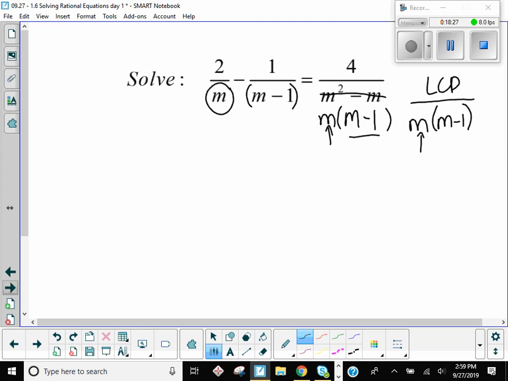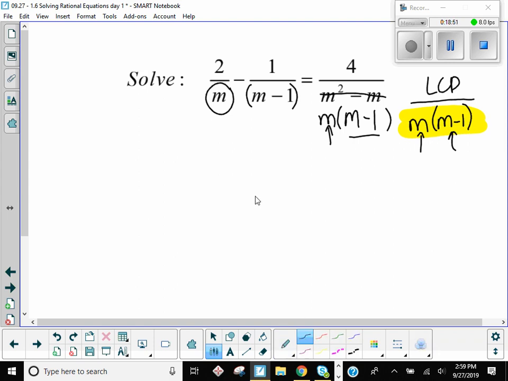M minus 1 needs to be in my common denominator, but it already is. So I don't need to write it again. Technically, you could write them again, but the problem will get really big and nasty and hard to work with. So don't. Just save yourself some trouble. So now here's my LCD.